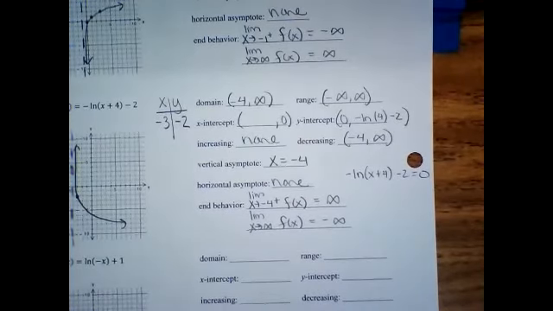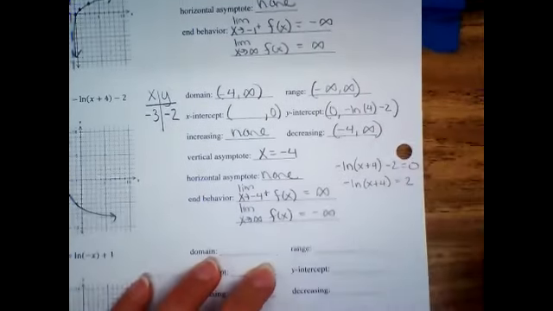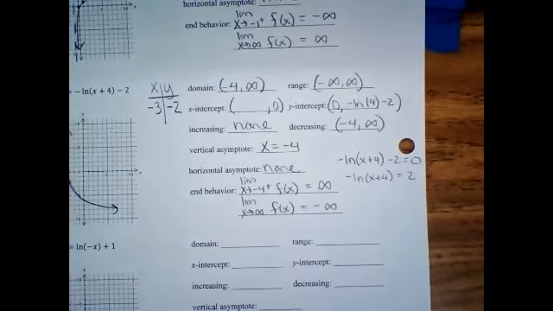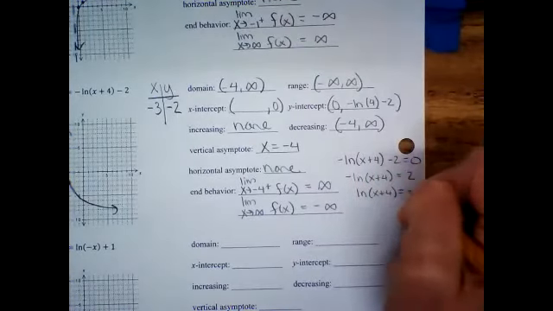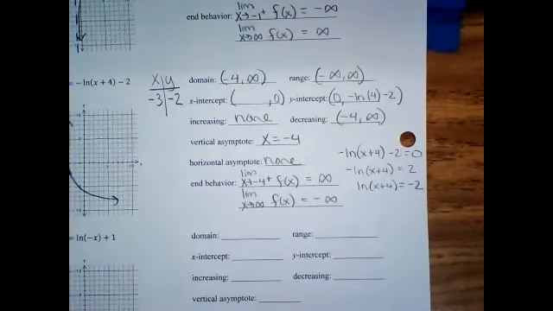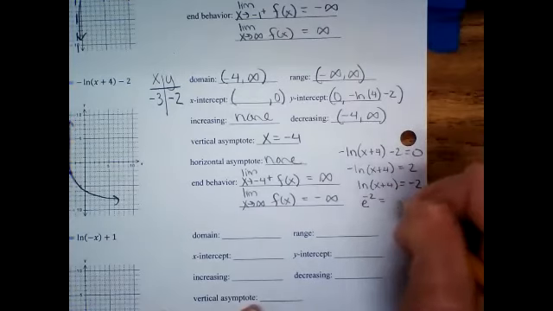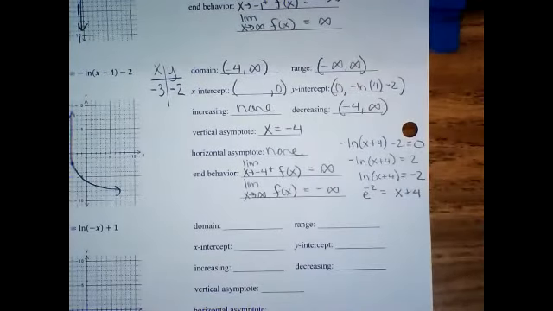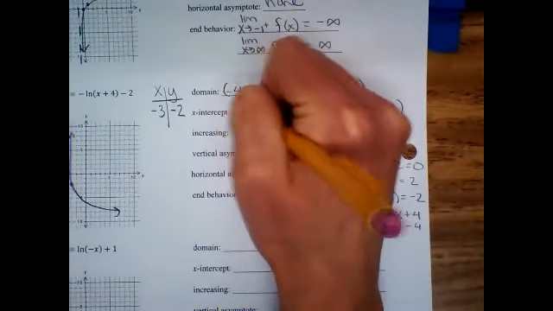So what would you do to both sides? Add 2. And then you would divide by a negative, so it's going to make it a -2. And then you would be like, I'm stuck, which is fine. What's the base? E, good. It's e to the -2 equals x plus 4, and we're almost there. Last step. Subtract 4. So it's e to the -2 minus 4.